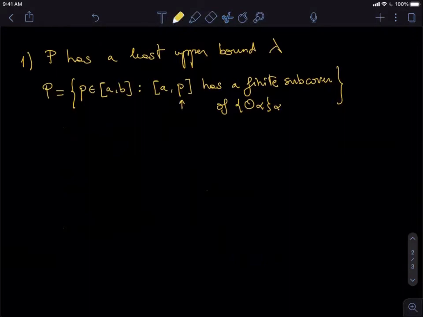Okay. So the first thing we need to show here is that P is not empty. Remember, first thing we need to show it's not empty. Second thing we need to show it has an upper bound. So how do we show that it's not empty? Well, actually, this is easier than it looks because A belongs to P. Okay, A belongs to P because the interval AA, which is the single point A, right, has a finite subcover.